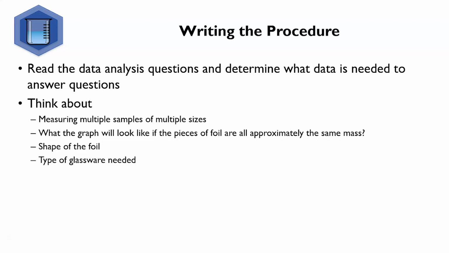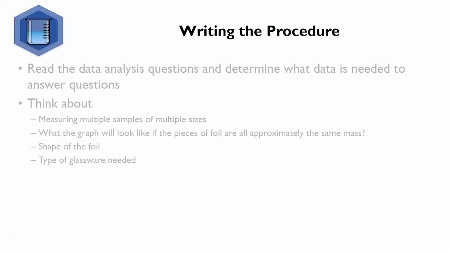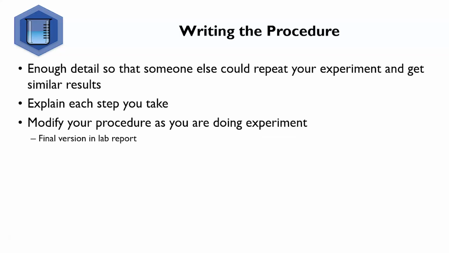As a general rule, you always want to use the smallest glassware possible, as it tends to be the most accurate when dealing with the volume you're measuring. You do need to write down the procedure with enough detail that someone else could repeat the experiment with only your procedure and get similar results. Explain each step you take. If you record the volume by displacement, explain how you do that.